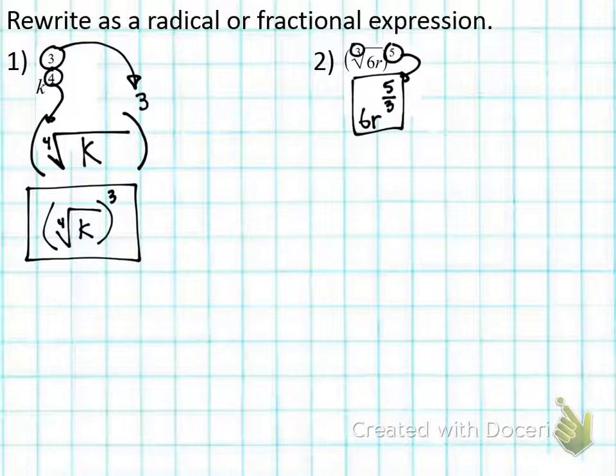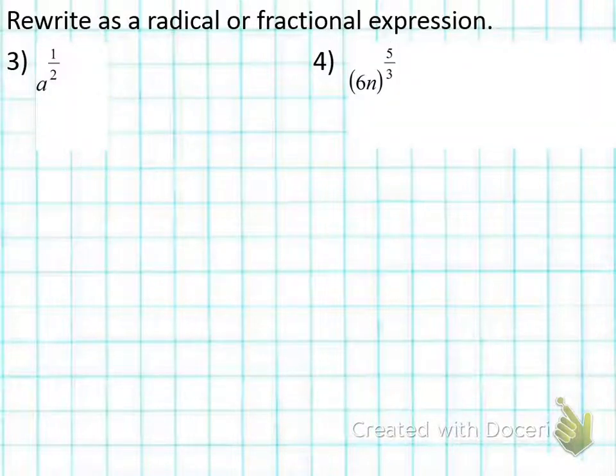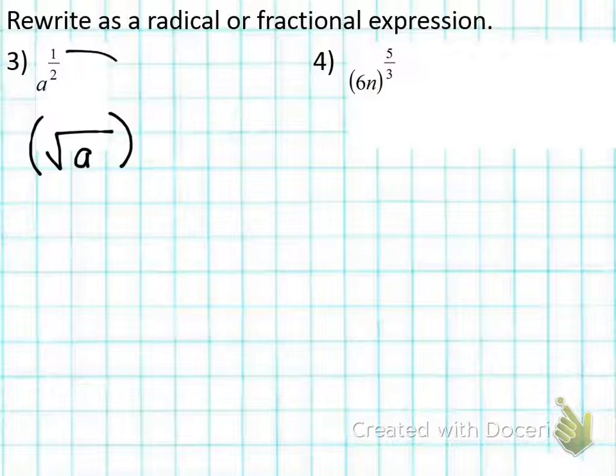Ready, set, talk. On number 3, we're starting off with a as our base. So let's put that inside its own radical sign. We're doing this one together. We're always putting parentheses around the outside of it. What's my numerator on my exponent? 1. So 1 is going to go up on the top here. And the denominator is my index, right? 2. That's your answer. That's how you do any of them.